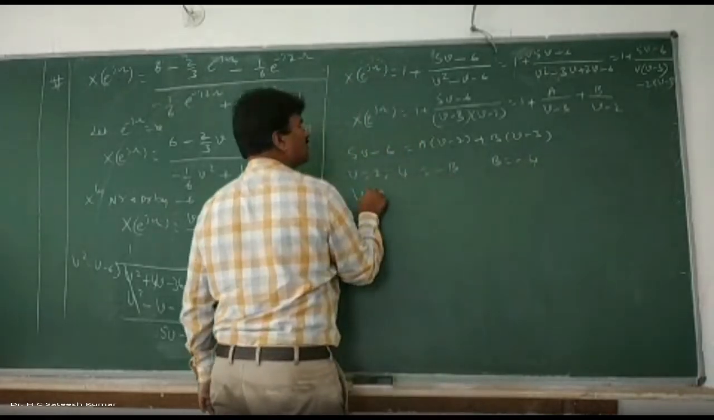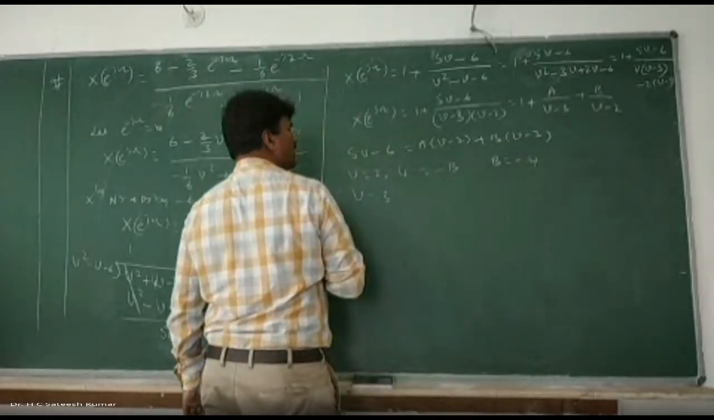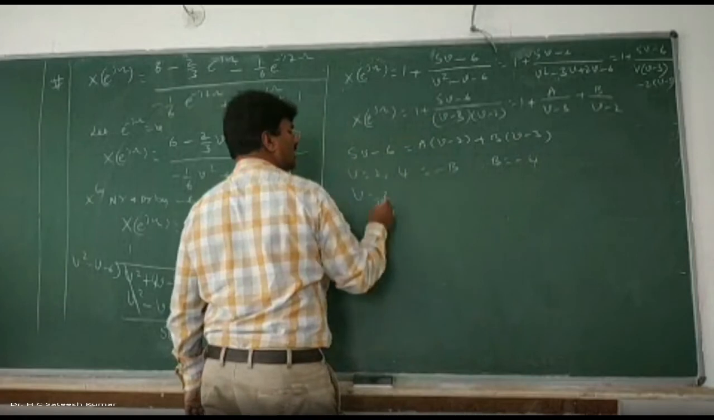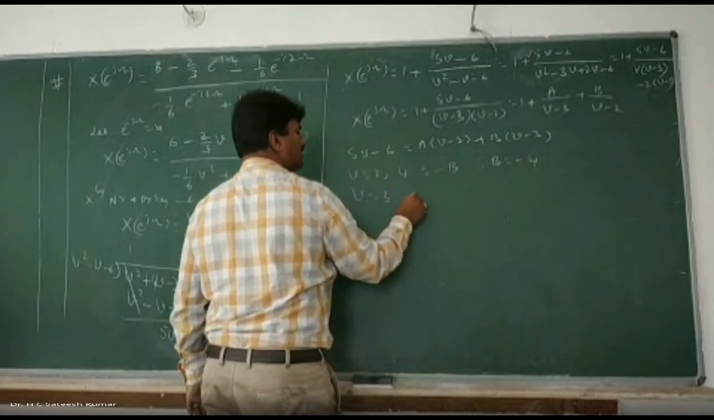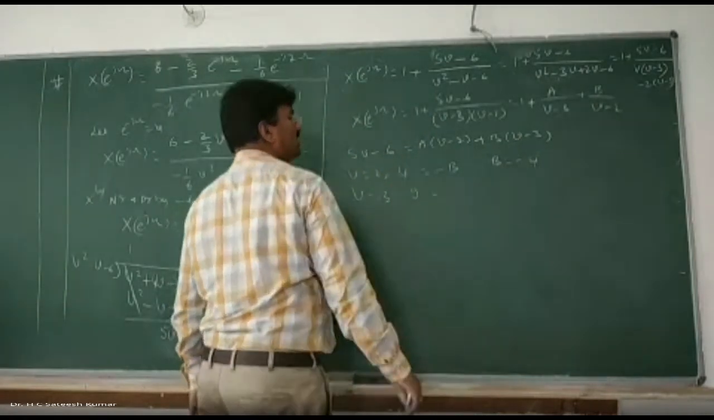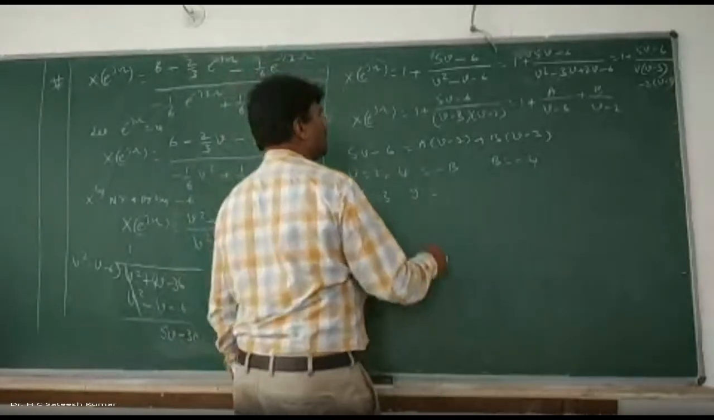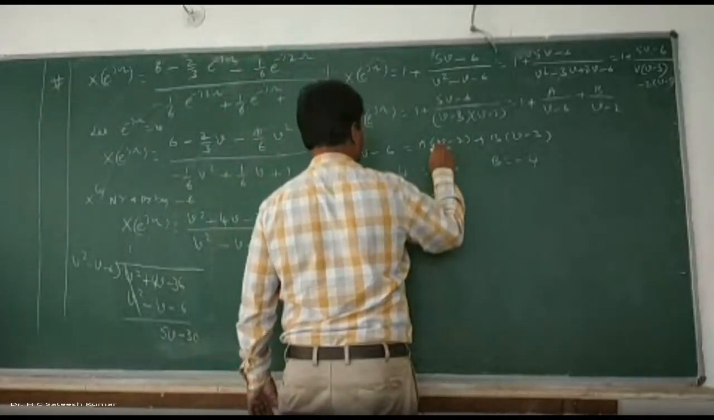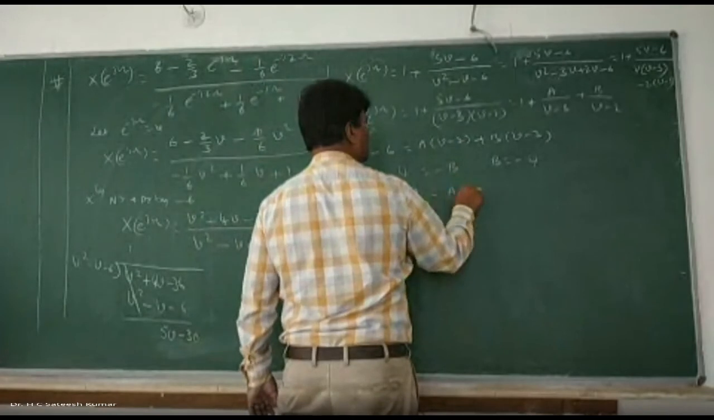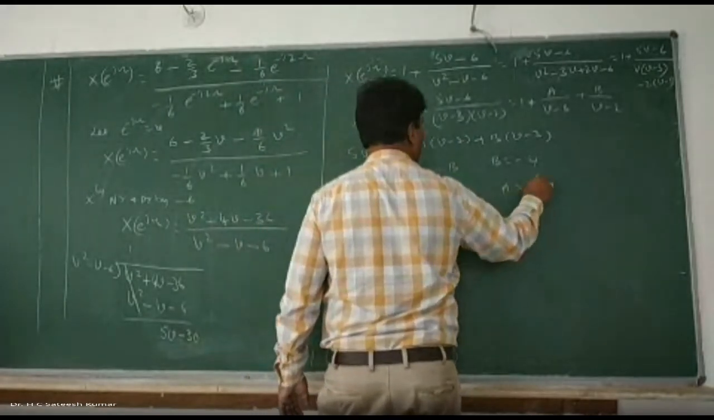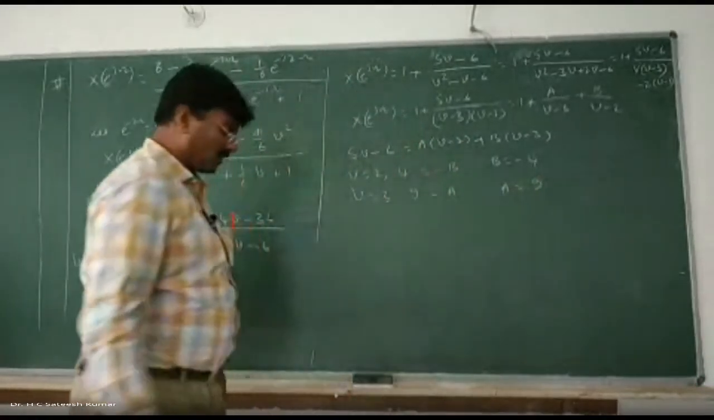Put v is equal to 3. 3 into 5, 15. 15 minus 6 is 9. 9 is equal to, v minus 3, that is 3 minus 2 is 1, a. So therefore a is equal to 9. Okay, right.